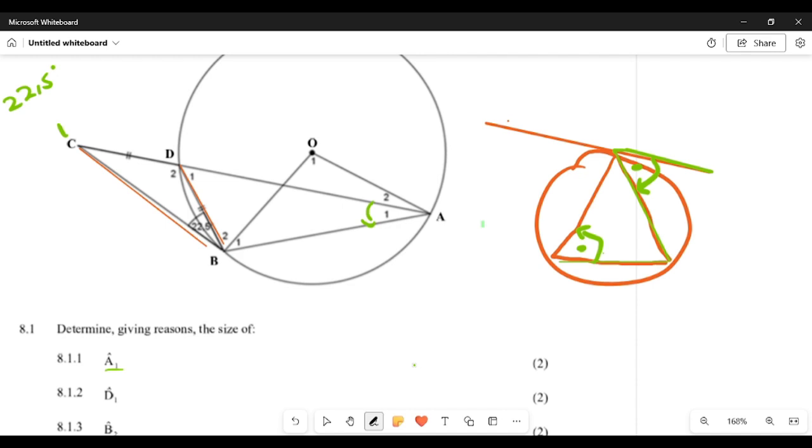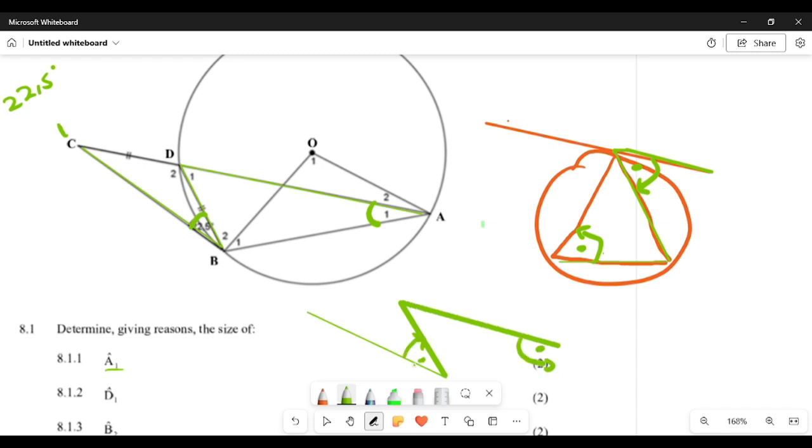Now, let me try and apply that here in this scenario. Let me erase these lines so that I could draw that. Here, this is my chord, this is my tangent, and then the Z would extend and go down there. As mentioned, this is going to be equal to that. Let me redraw this here so that you could see it. This here is going to be equal to that. So as a result, A1 is going to be equal to 22.5, and my reason is tan chord theorem.